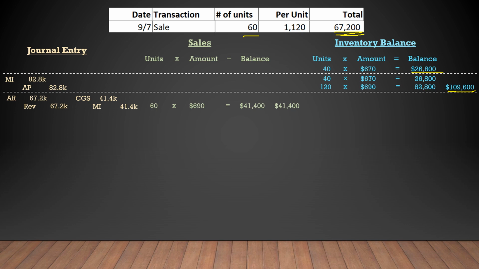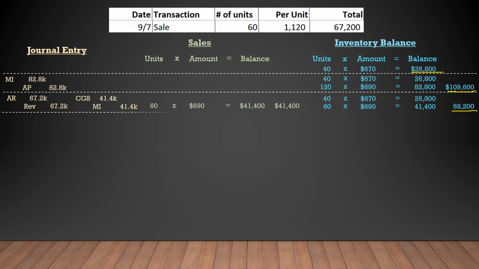For our remaining inventory, we have 60 units left at $690 per unit, and we didn't take anything out of our beginning inventory, 40 units at $670 per unit. Total inventory balance comes out to $68,200.